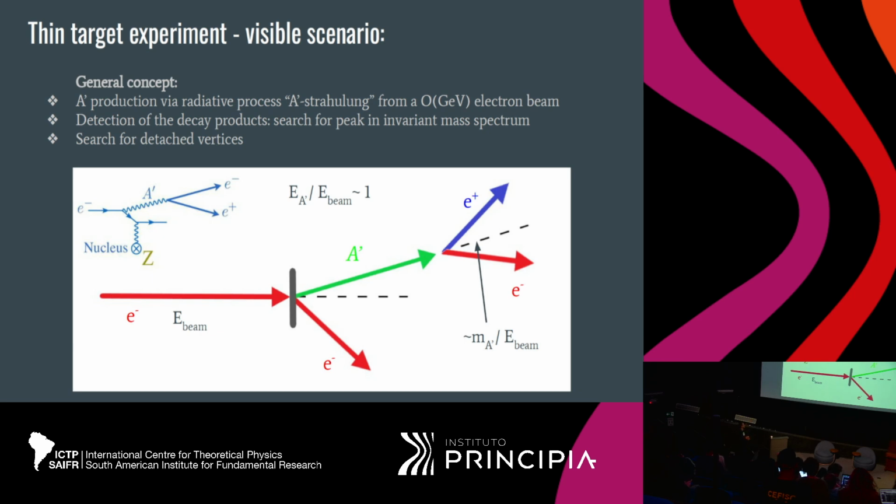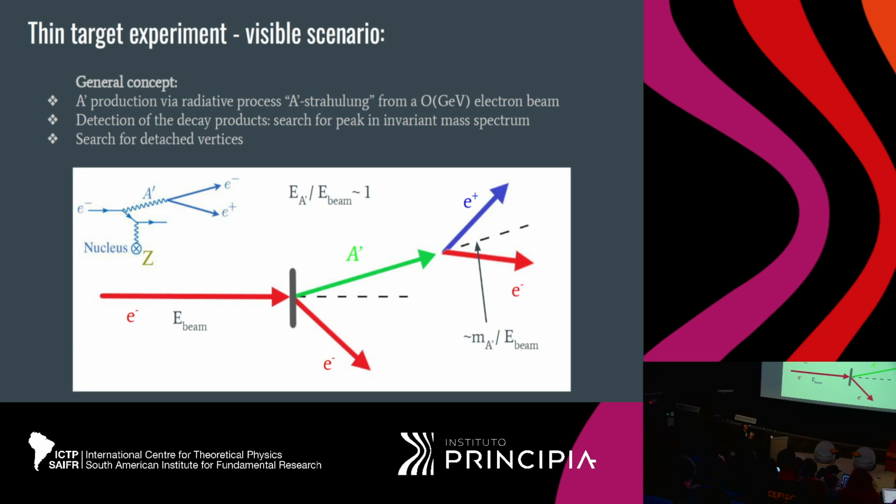So how do you produce dark matter at a fixed target? Well, the dark photon is basically, as we said, a photon from the kinematic point of view. So you can produce it in the same way that you could produce a Standard Model photon. For example, from a radiative process that in this case is usually called A-strahlung, to recall the Bremsstrahlung process. So you have, for example, an electron beam. It impinges on a thin target. You have this radiative process, so you produce your dark photon.